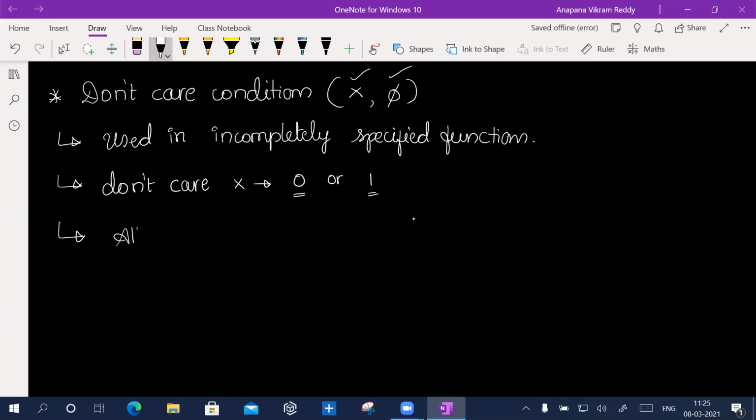This is very important. All don't cares need not be involved in grouping. Most of the mistakes come here. If you want to group all these don't cares, that's not required. You don't need to group all the don't cares in your K-map.